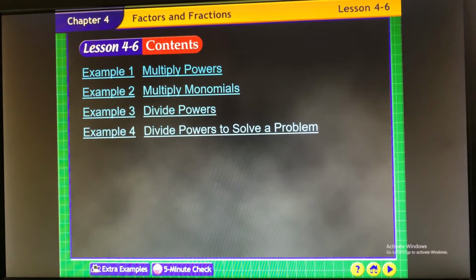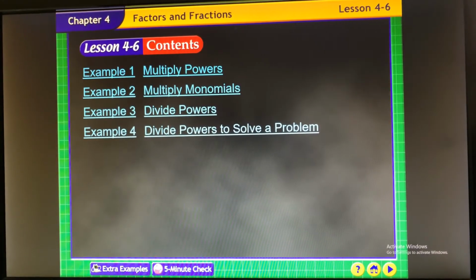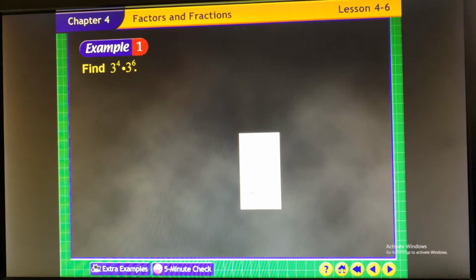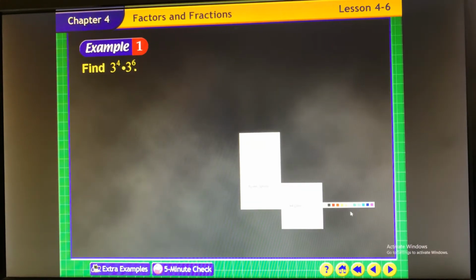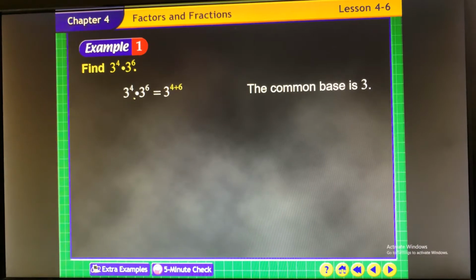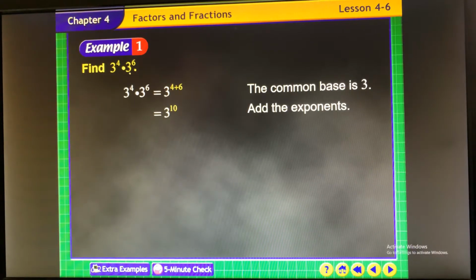Okay, we're going to do section 4.6, which is multiplying powers, multiplying monomials, and dividing powers. It's really very easy. So when you look at this, what you have to see is that you have the same base. And when you have the same base, all you need to do is really add exponents. Because really, it's just 3 to the 10th power. So same base, multiplication, add exponents.